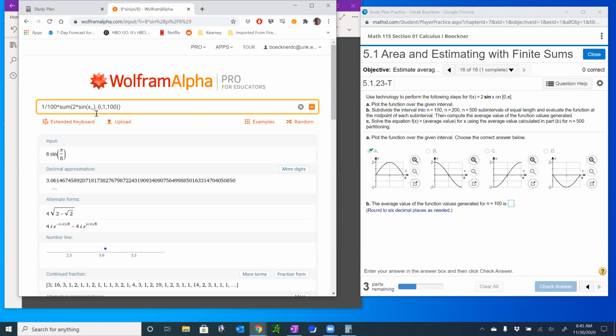And the midpoint, well, I'm going to start at 0 plus half of the width of a rectangle. And the whole thing's pi wide. So pi over 100 is the width of one rectangle. So pi over 200 is half the width of the rectangle. So that's where I start. And then for the ith rectangle, I'm going to add pi over 100 times i. Maybe I shouldn't use i because it might think it's a complex number. So I'm going to put n in here. And I think that should give me what I want.